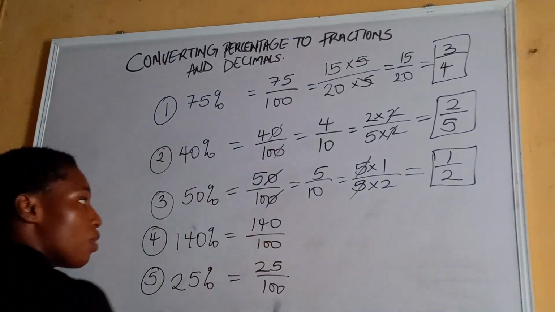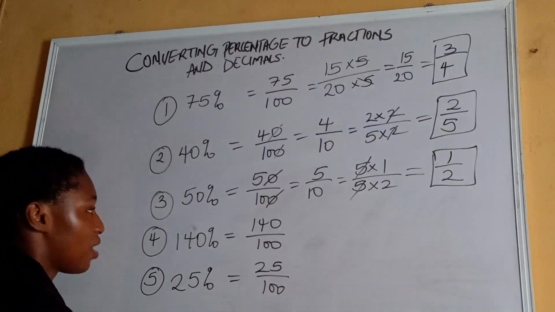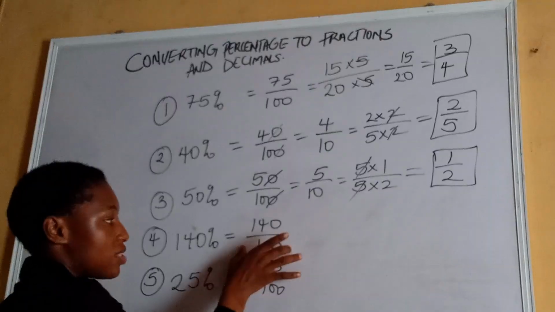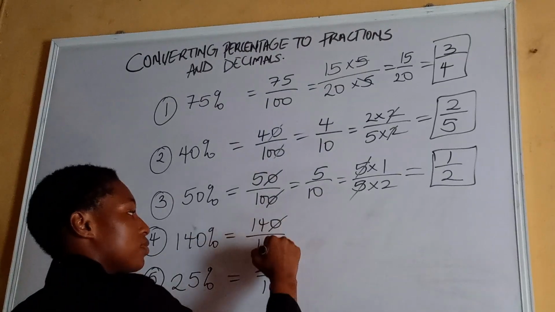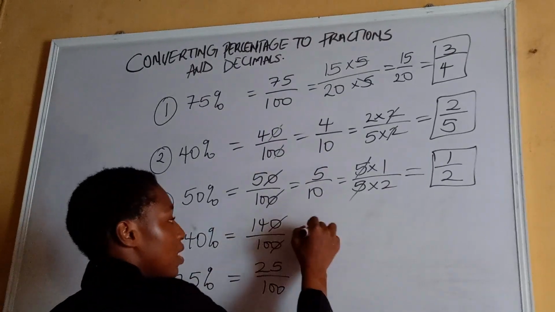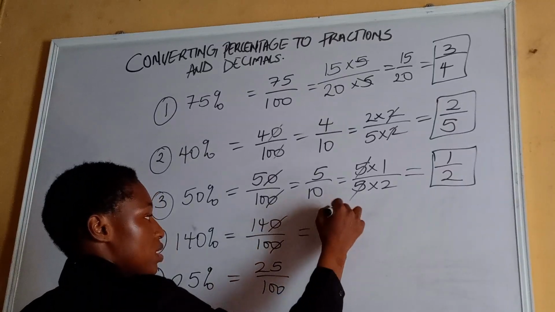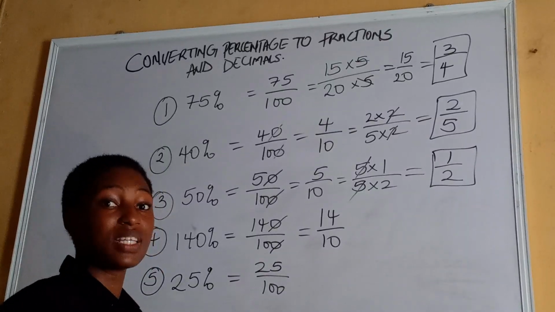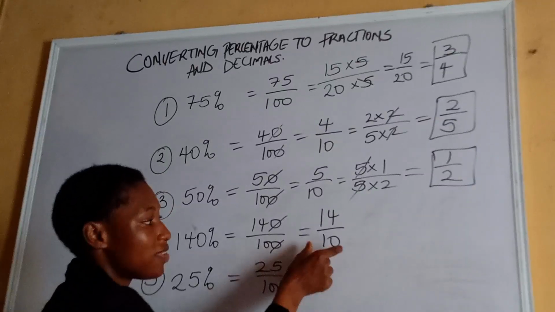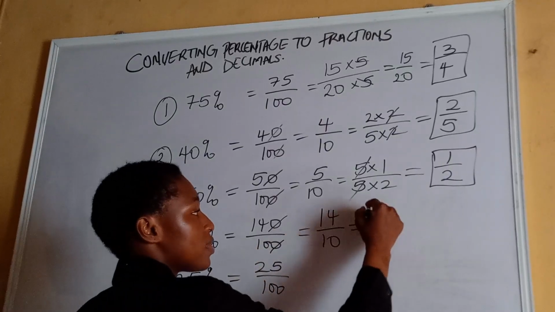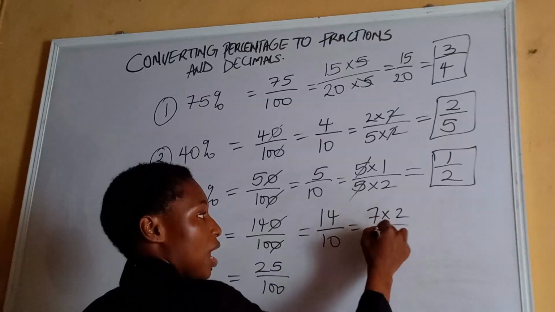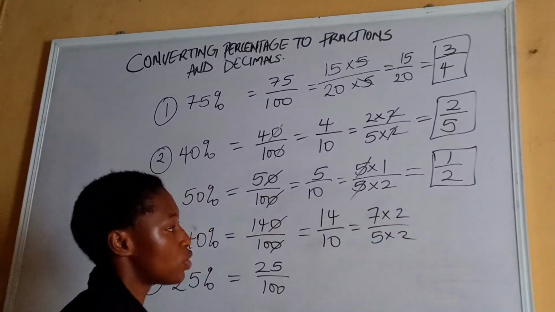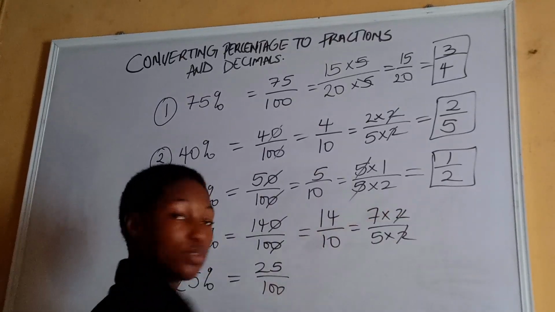For this one, 140 over 100. I know this is 140 and this is 100. 0 cancels 0 first. And I'm left with 14 over 10. Now they are both even numbers, so you can simplify through by 2. If you're simplifying this by 2, you're going to have 7 times 2 and 5 times 2. So 2 cancels 2, and this becomes 7 over 5.